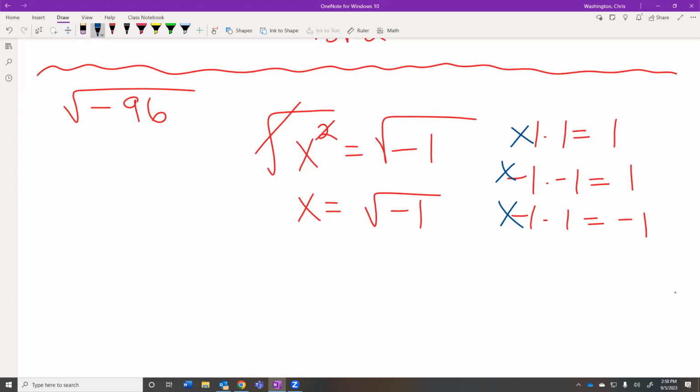So guess what? It's actually not possible if we're talking about real numbers. Every number you've encountered up till today, we call a real number. You're going to learn a brand new set of numbers today called the imaginary numbers. And you're like, what are imaginary numbers?